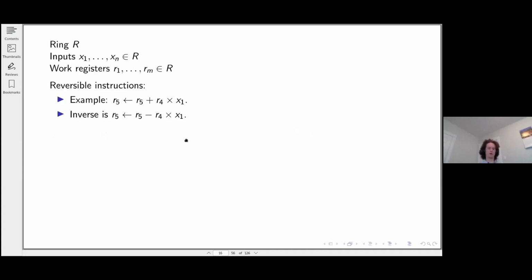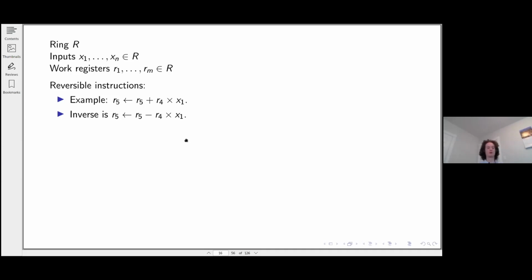Our model is that we'll have n inputs, x1 through xn, that we can read, and we'll have m work registers, r1 through rm, and all of these will be elements of some ring R. And we're interested in reversible instructions. For example, an instruction could be: we take register 4 times input 1, and we add that to register 5. The inverse of that instruction can be done by just subtracting instead of adding. If you run both of these instructions in sequence, the effect is as if you did nothing at all.